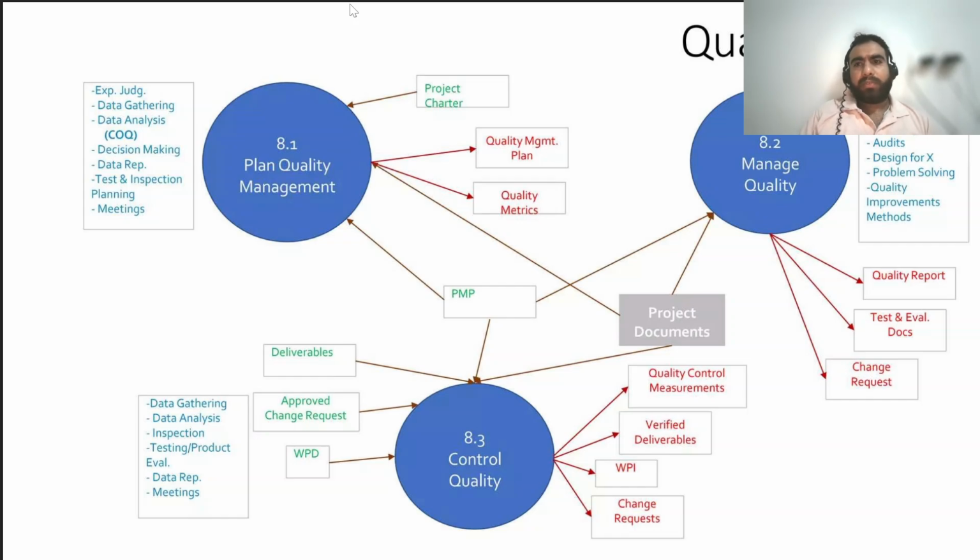Finally, the quality management plan has three specific things: plan quality management, manage quality and control quality. Again, in the manage quality part, we will do the data analysis, decision making, data representation, audits and the design for X, problem solving, quality improvement methods. For the quality control, we have quality measures, control measurement, verified deliverables, change request.